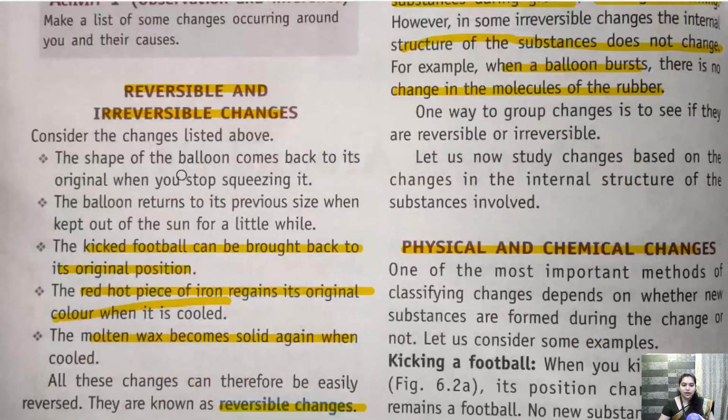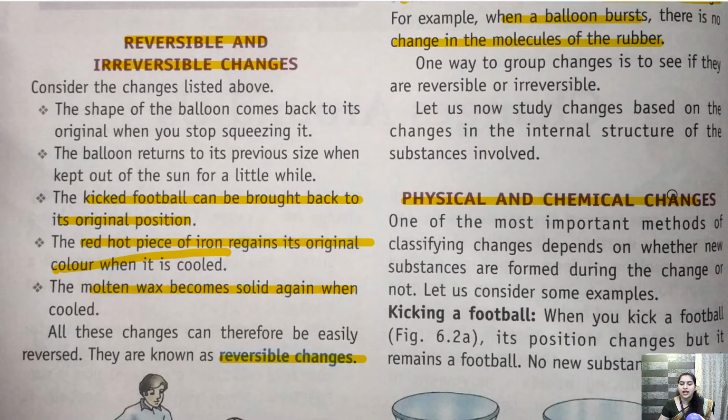Alright, so we have done this. Now coming on to physical and chemical changes. One of the most important methods of classifying changes depends on whether new substances are formed during the change or not. If new substances are formed, it is chemical change. If no new substances are formed, it is physical change. Alright, so now quickly tell me, this balloon, so the change between these two balloons, is it physical or chemical? It is a physical change.